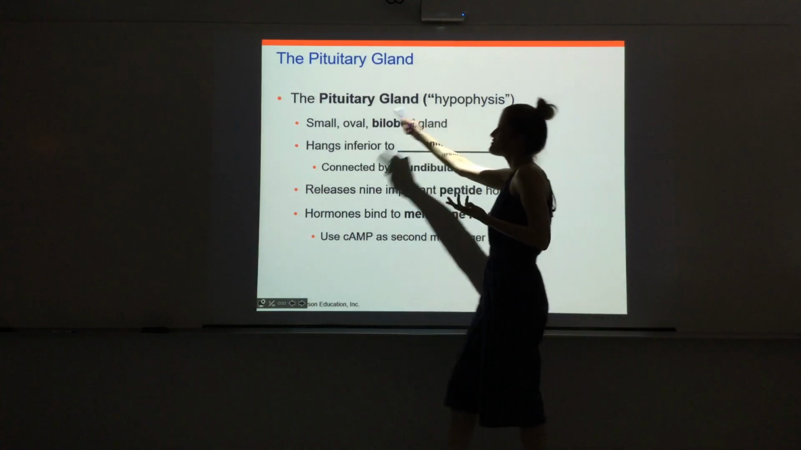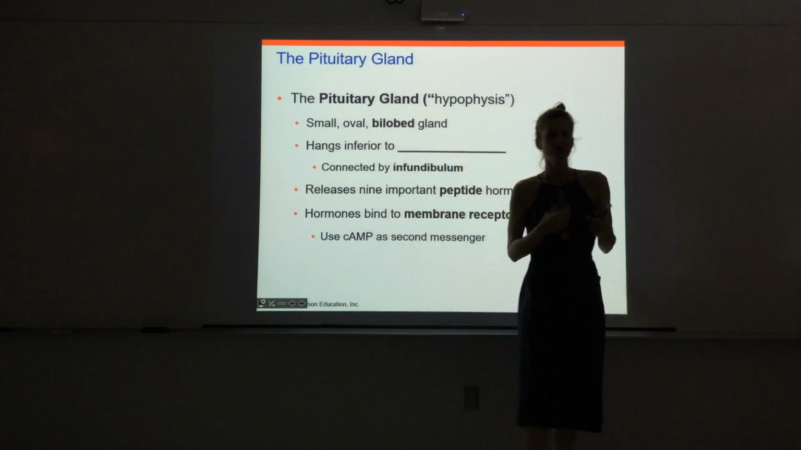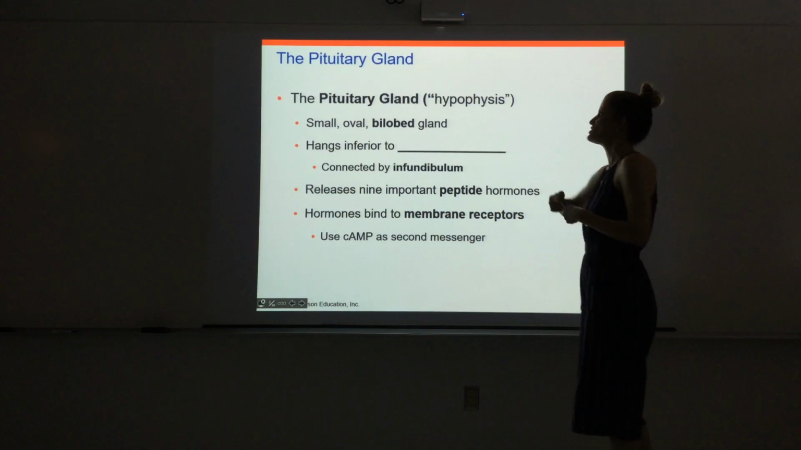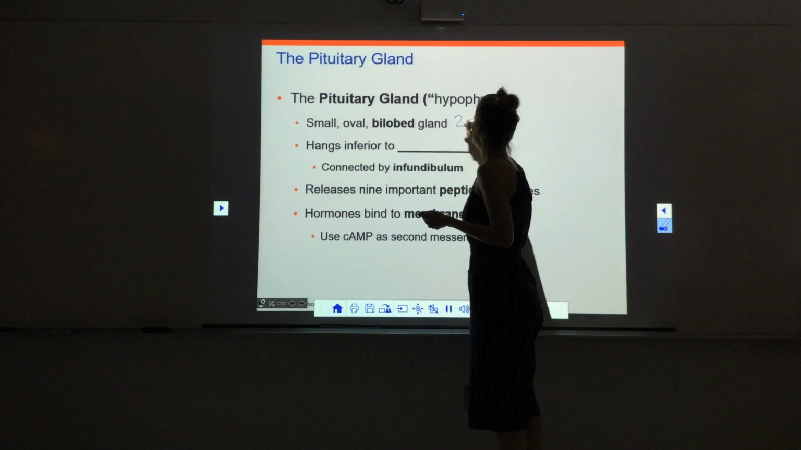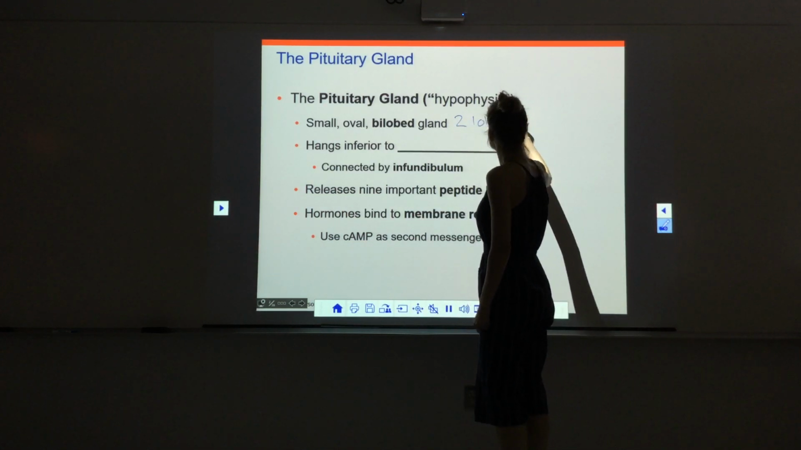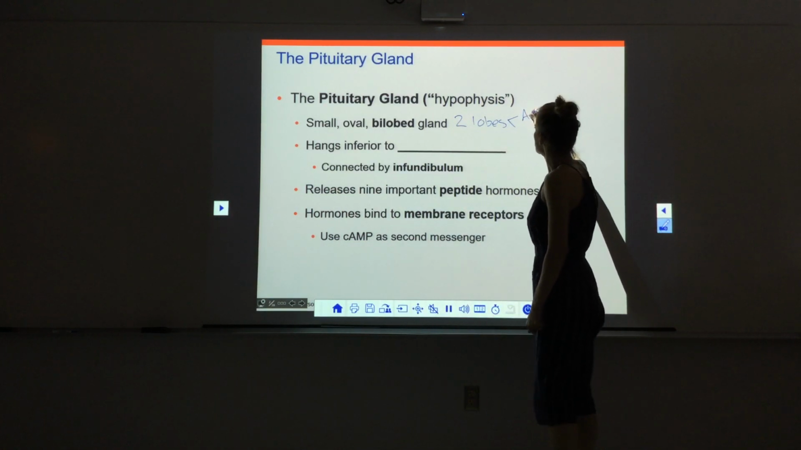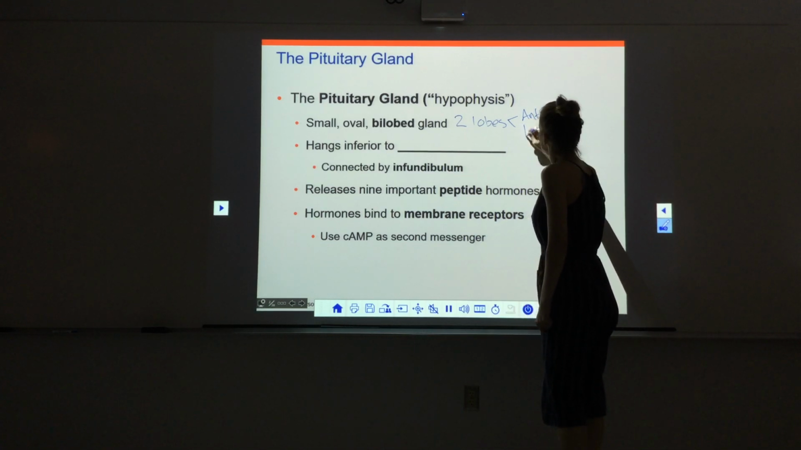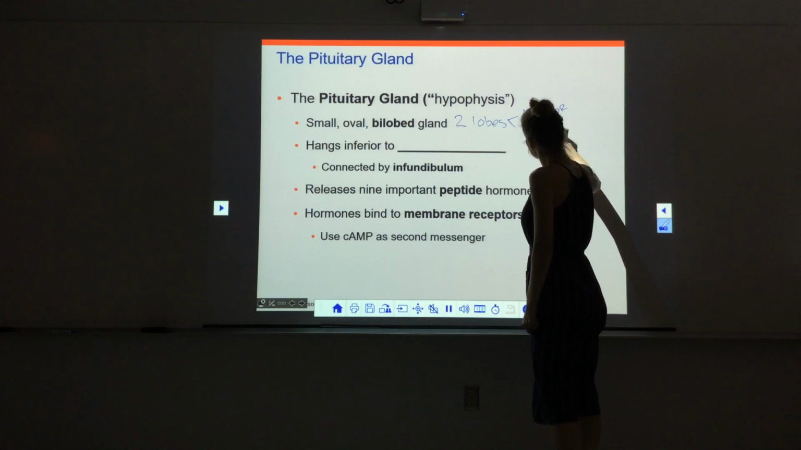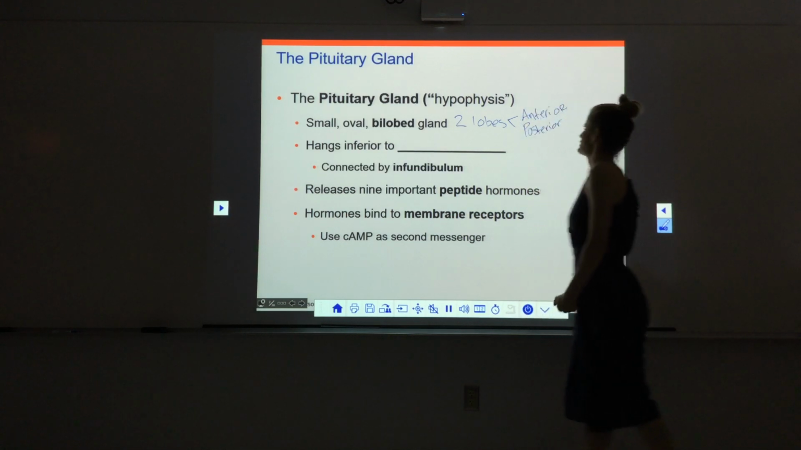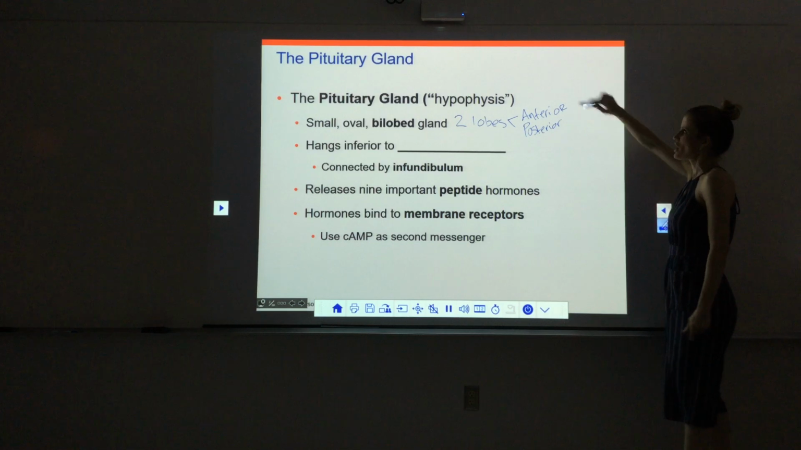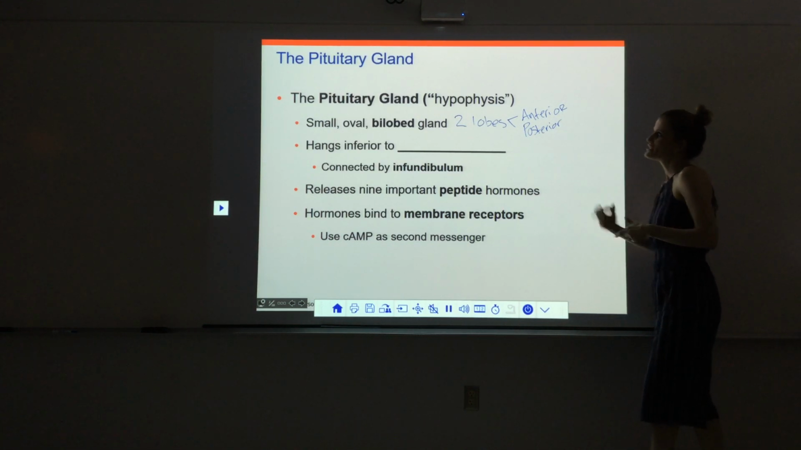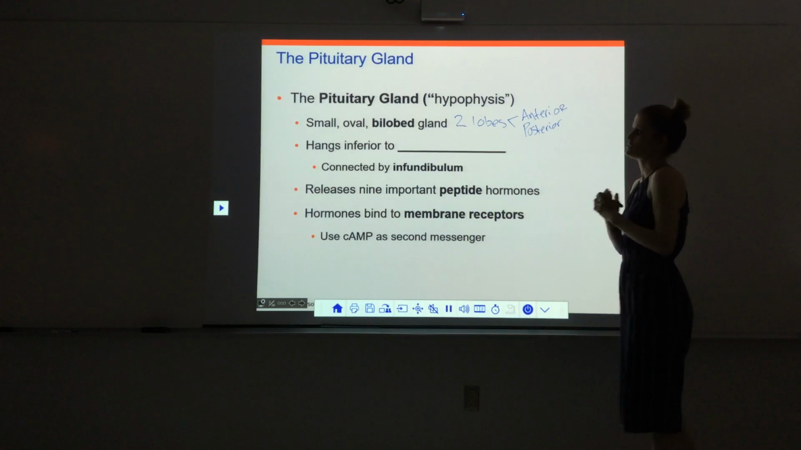The hypophysis or pituitary gland is a small, kind of oval-shaped or pea-shaped, bilobed gland. What does bilobed mean? Two lobes. So when we look at the pituitary gland, we'll see that we have an anterior pituitary gland and a posterior pituitary gland. Or we'll see we call them the adenohypophysis and the neurohypophysis. We'll see that in a second. But it's got two lobes, the front and the back, or the anterior and posterior lobe.